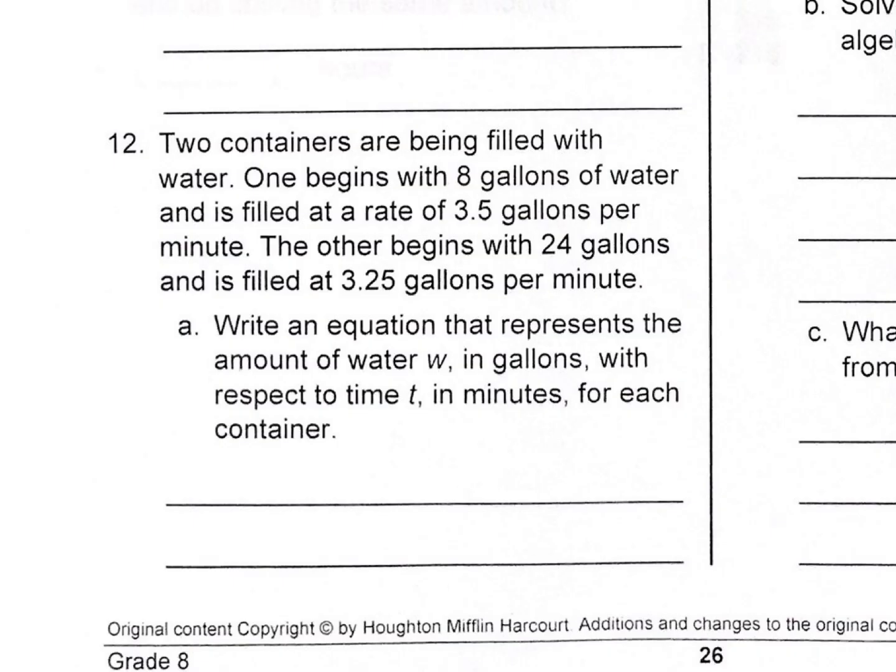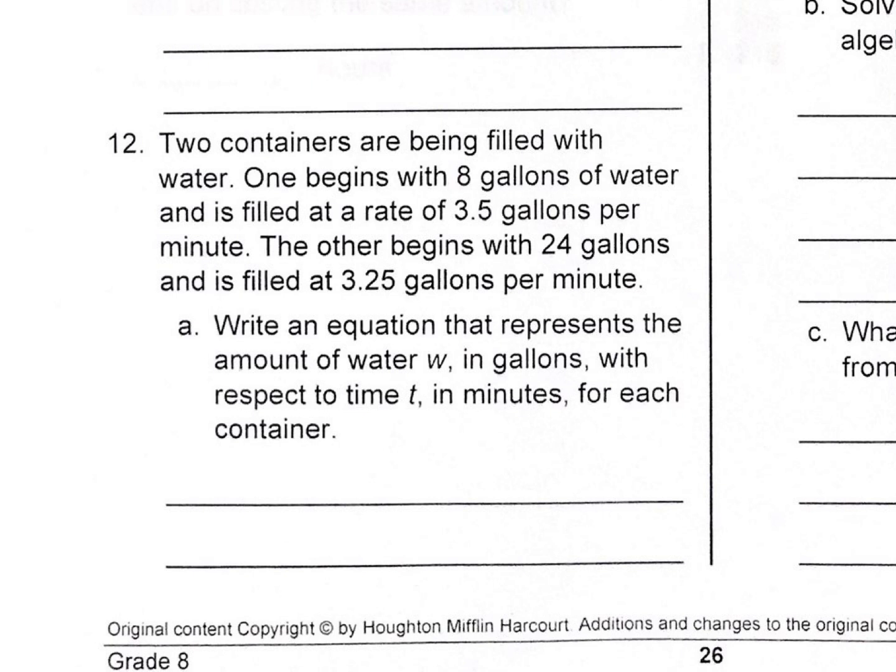Number 12, 2 containers are being filled with water. One begins with 8 gallons of water and is filled at a rate of 3.5 gallons per minute. The other begins with 24 gallons and is filled at 3.25 gallons per minute. A part says write an equation that represents the amount of water W in gallons with respect to time T in minutes for each container.